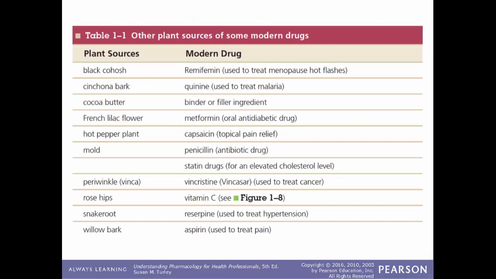Alright, in this table we have examples of plant sources and some modern drugs. For example, the French lilac flower is a source of metformin. The hot pepper plant is a source of capsaicin. Rose hips is a source of vitamin C. And willow bark is a source of common aspirin. So of course this is not an all-inclusive table, but it's some common plant sources and some common modern drugs that can be derived from those.